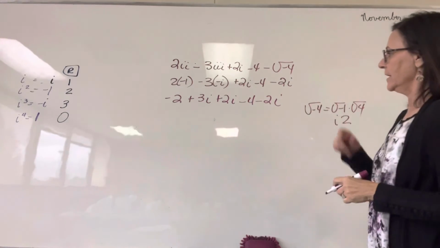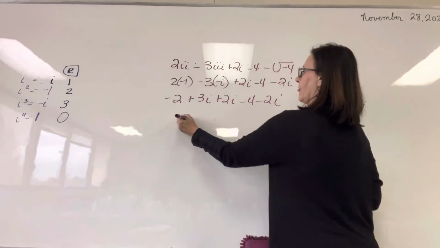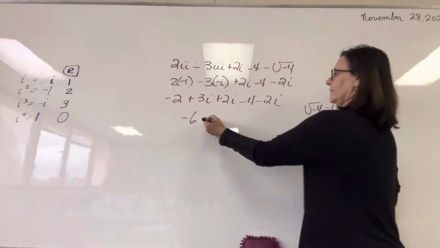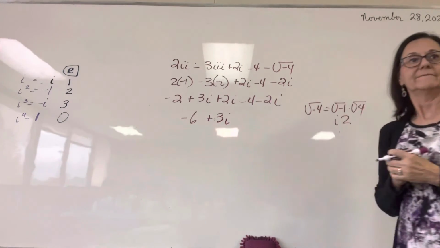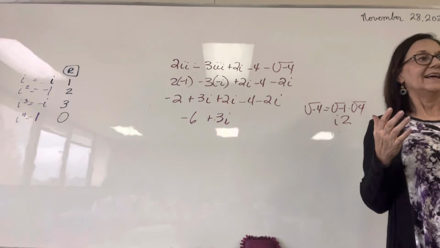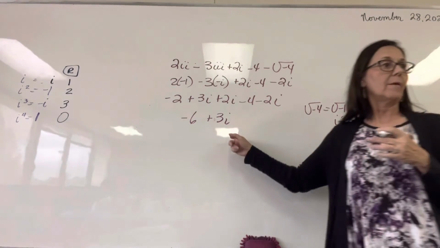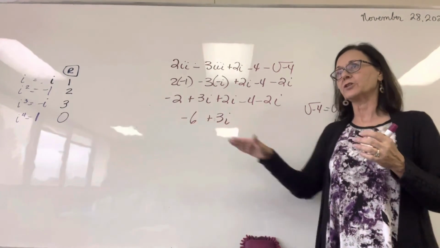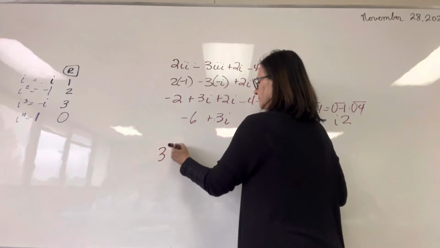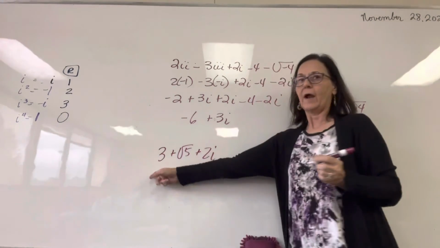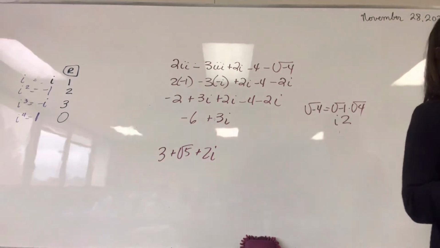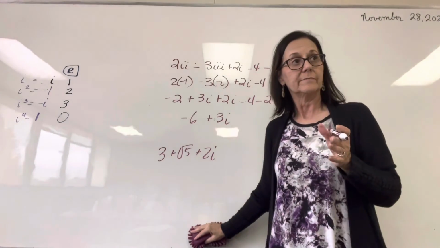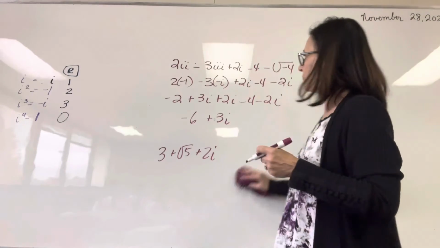Let's add our reals first. Negative 2 and negative 4. Negative 6. 3i plus 2i, 5i, minus 2i, 3i. Final answer. Okay, you have to write them with the real first, never with the 3i first. Complex is second. Real, complex. It goes rational, irrational, complex. That's the proper format for all numbers, okay? All right, let's do 51.6.